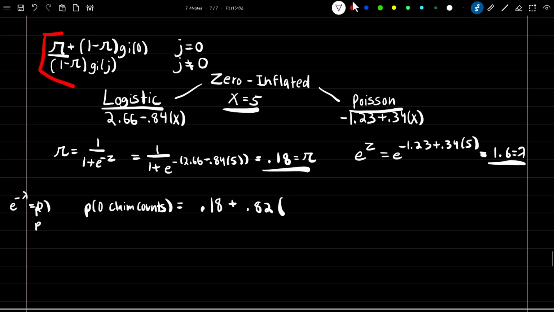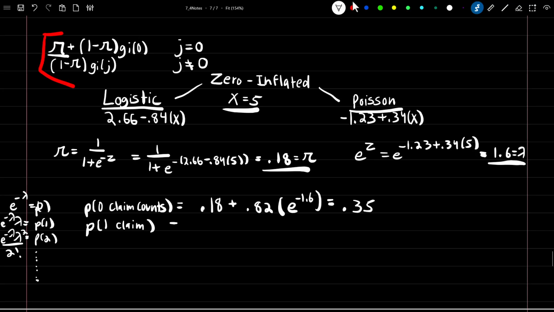The probability of 1 is equal to e to the negative lambda times lambda. The probability of 2 is equal to e to the negative lambda times lambda squared over 2 factorial, and so on, so on, so on. So for the probability of 0, it's just going to be e to the negative lambda, or e to the negative 1.6, and this will produce a value of 0.35. So we can say there's a 0.35 chance that we're going to have 0 claims when x is equal to 5. Now we can do the same thing with the probability that we're going to get 1 claim, which is going to be equal to 1 minus pi times our count function.